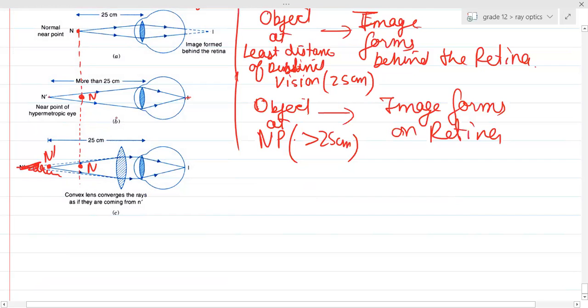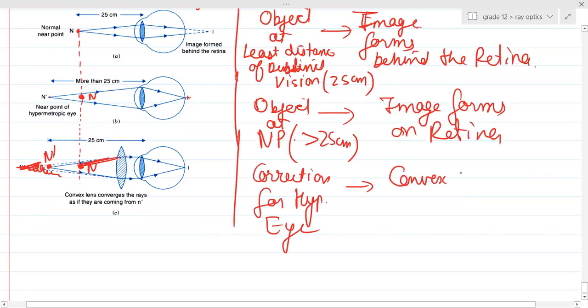Now, if by any chance, say the light ray which is coming from this particular point gets diverged such that the image forms at n dash. Are you getting my point, guys? If the image of this object which is at n, which is at 25 centimeter, forms at n dash, then my hypermetropic eye will be able to see it, right? So what is the correction for hypermetropic eye?